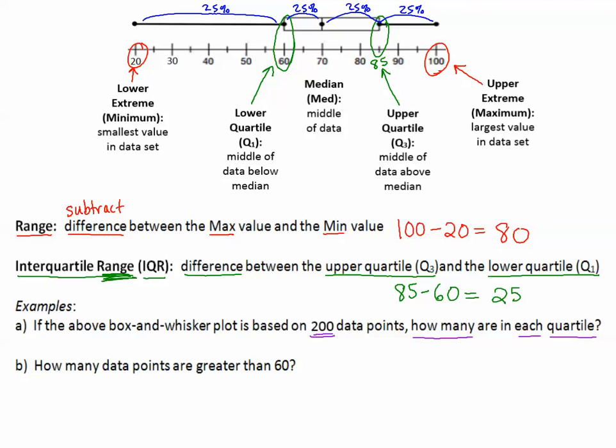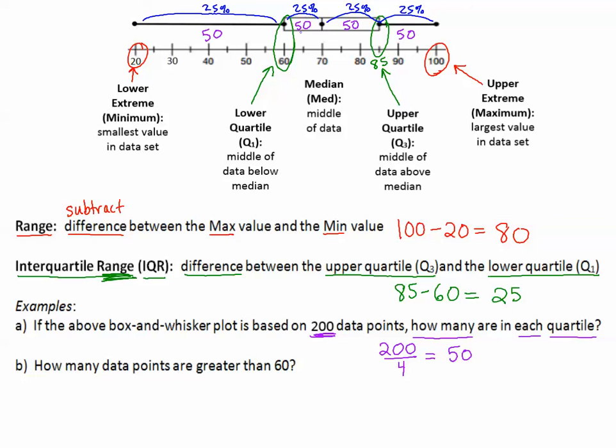So if we know there are 200 data points, we will take 200, divide by 4, and we find that there are 50 data points in each quartile. So in the first quartile, there are 50. In the second quartile, 50, 50, and 50.